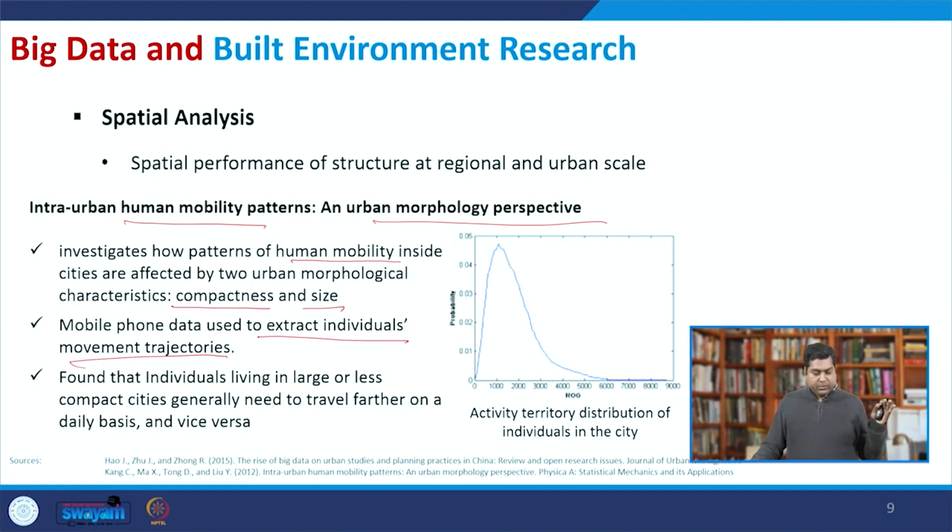From the findings, it was found that individuals living in large or less compact cities generally need to travel farther on a daily basis, and vice versa. So definitely, whenever you have a compact city, you have all the utilities, and you don't need to travel a longer distance to meet your needs. You can get them within your city. That is very useful and is reflected through this data.